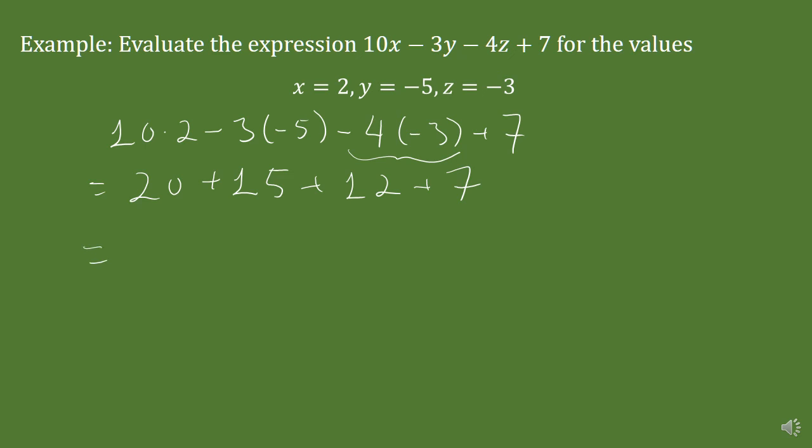Okay, so let's make sure we get this right. So these two are 35, and these two are 19. 35 plus 19 should be 54. Okay, so that's evaluating expressions.